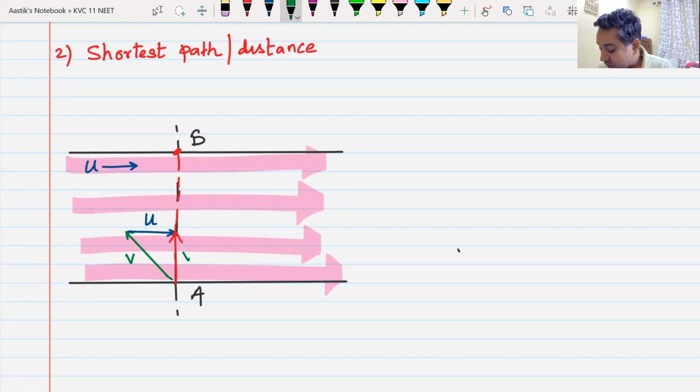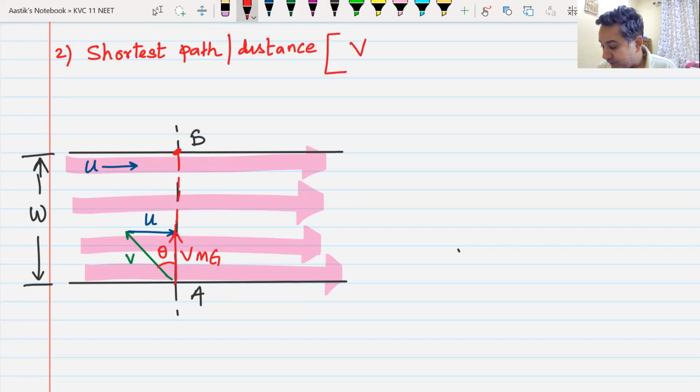So now this becomes your velocity of man with respect to ground. This angle is theta. The width of the river is given as W. Now, if he has to swim the shortest path, remember, this is subject to a condition that V should be greater than U.